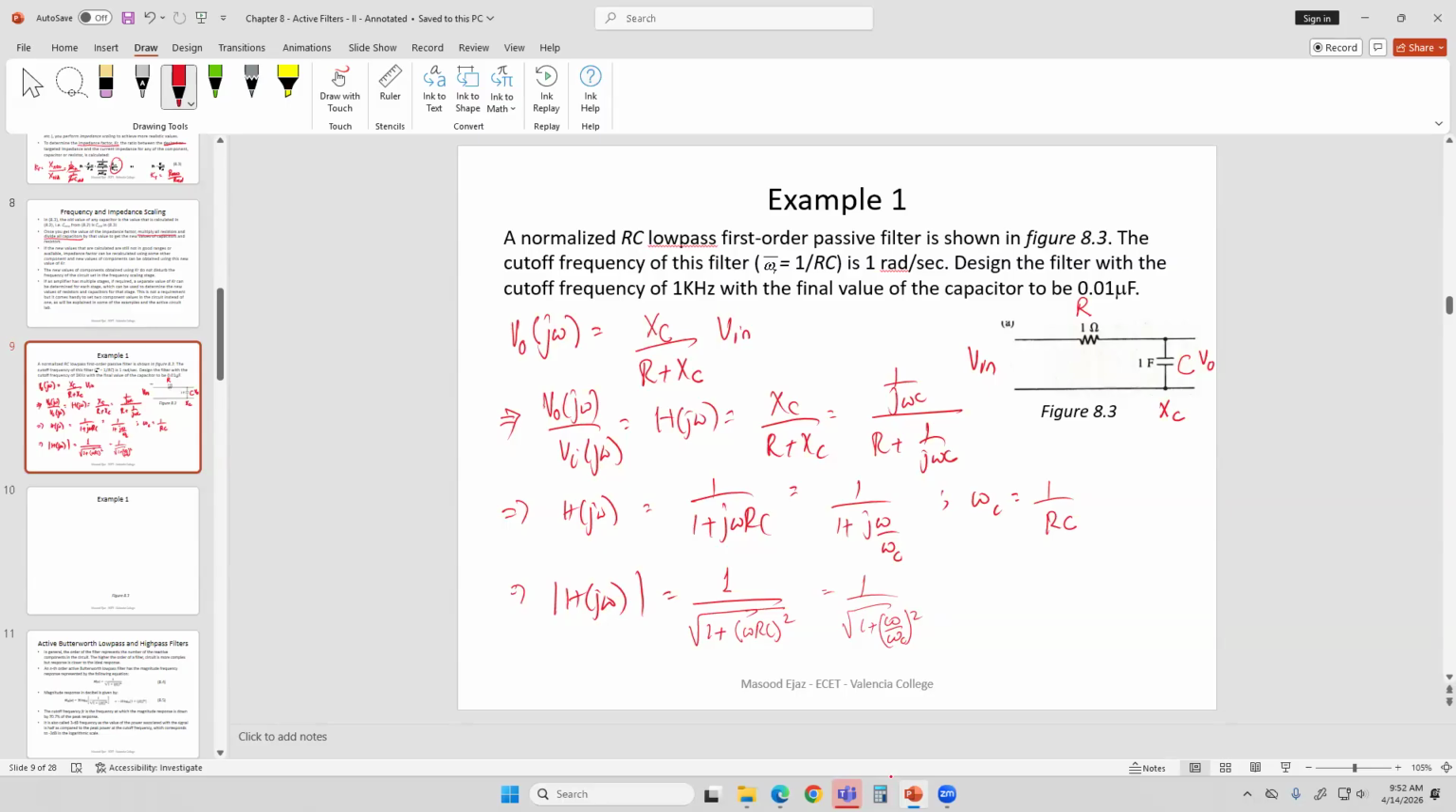In this case, the peak value is going to be 1, because at omega equal to 0 this term is going to be 0, and the magnitude is going to be 1. So the peak value in this case is 1, that is, input is equal to the output at DC. Omega equal to 0 is DC. From that point on, as you start increasing the frequency, the output starts going down. At the cutoff frequency, the output is going to be 0.7071 times the magnitude of the input.